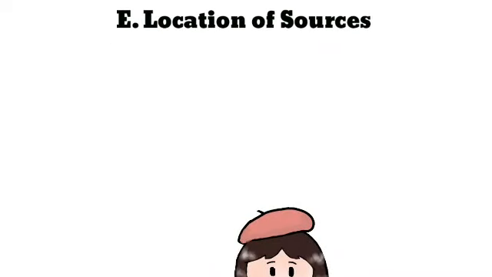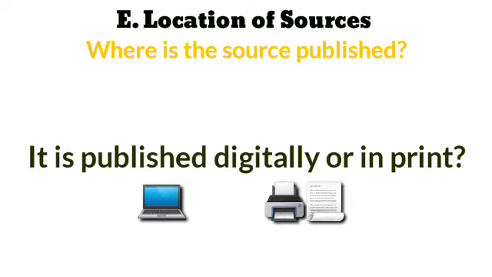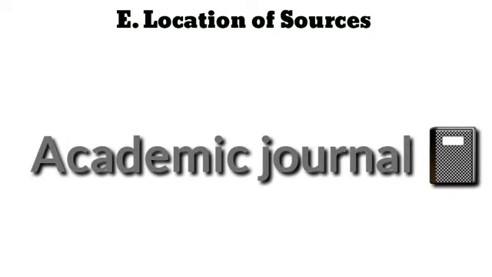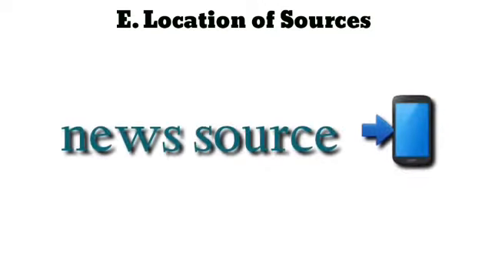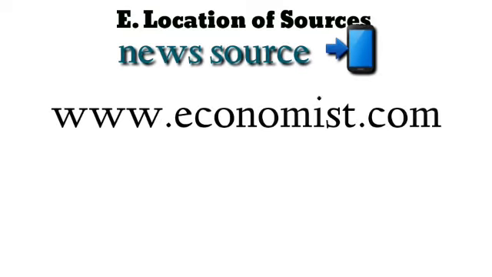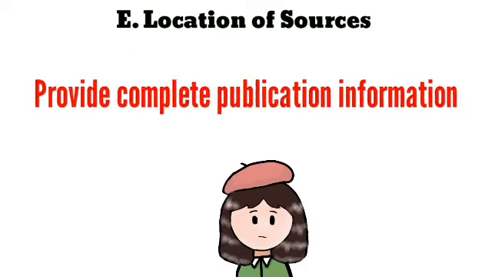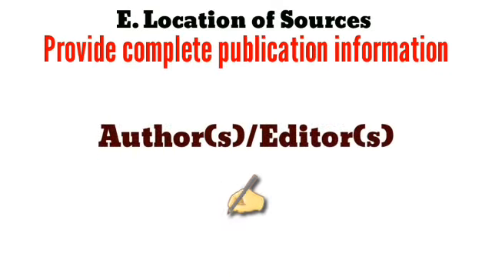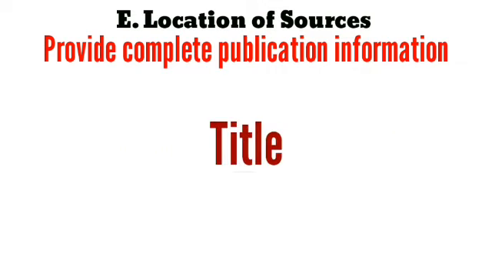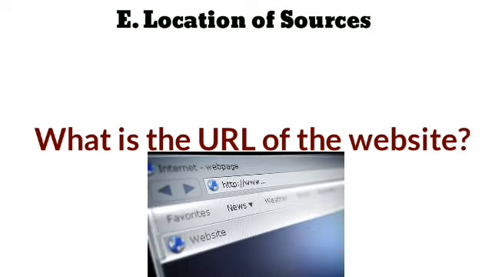Location of sources. Where is the source published? Is it published digitally or in print? Is it a book, an academic journal, or a reputable news source such as www.nytimes.com or www.economist.com? Does it provide complete publication information such as authors or editors, title, date of publication, and publisher? What is the URL of the website?